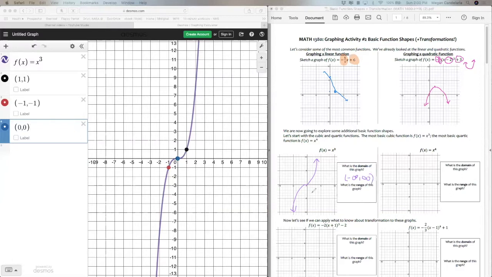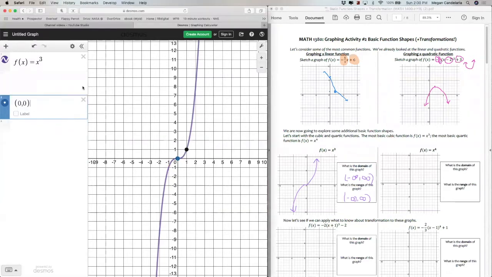And how about our range? Our range is our y values. So again, that's going to be everything going up and everything going down, or again, -infinity to infinity. Okay, all right, so that's the x cubed graph. Now, how about the x to the 4th graph? Let's look at the x to the 4th graph. Okay, so I'm going to change this to the x to the 4th graph.